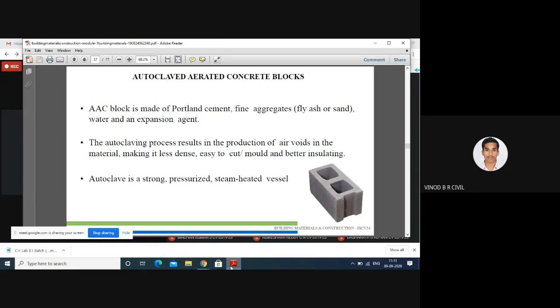The first one is Portland cement, which is nothing but cement. As we already discussed, there are different types of cement available, like 43 grade cement, 53 grade cement, like that. Based on the availability and the cost, we use different grades of cement.